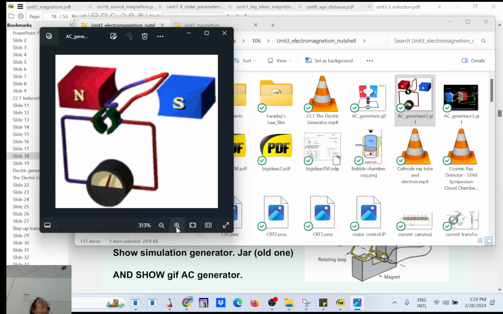Okay, you get the idea? That will be called the rotor. And you have to make it spin, and you're gonna make AC.